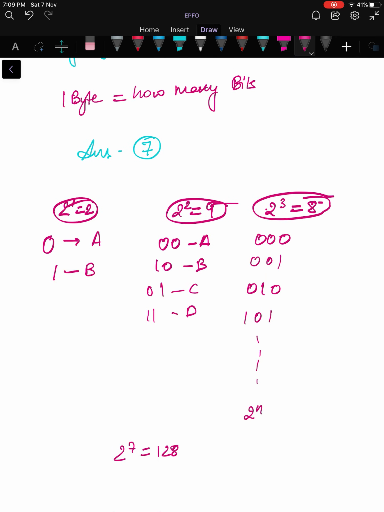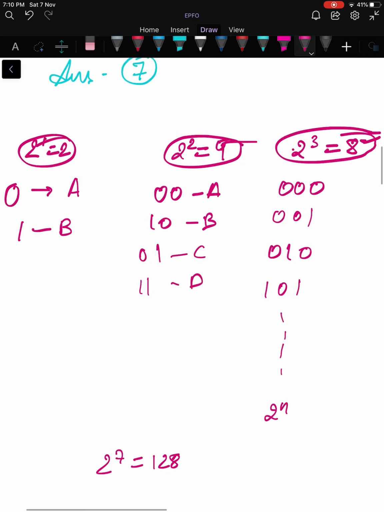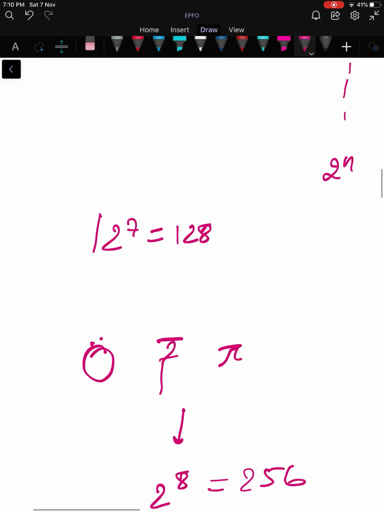What happened? We know 2 to the power 1 equals 2, meaning 0 and 1 can be formed in two ways. Suppose we have to assign a number to every keyboard key. For example, for A there is 0, B is 1. So we don't have any other number. So what will we do? We'll take 0, 0. But in this way we can assign only 4 numbers. If we take 0, 0, 0, we can assign only 8 numbers. So if we take 2 to the power 7, we can assign 128 numbers.